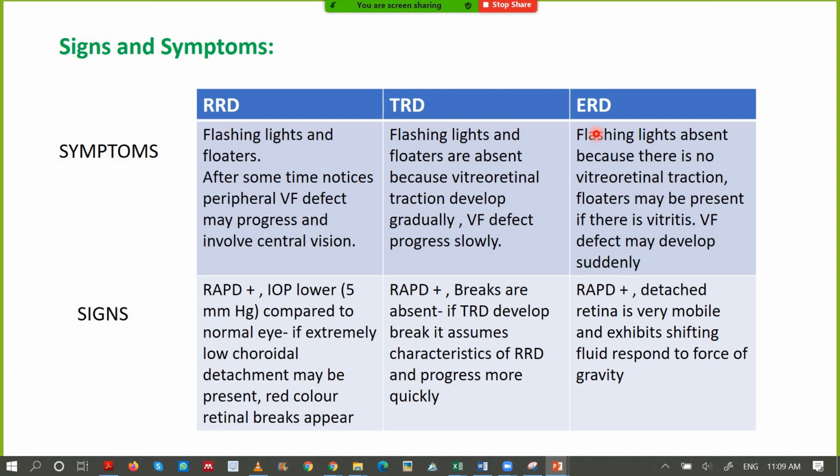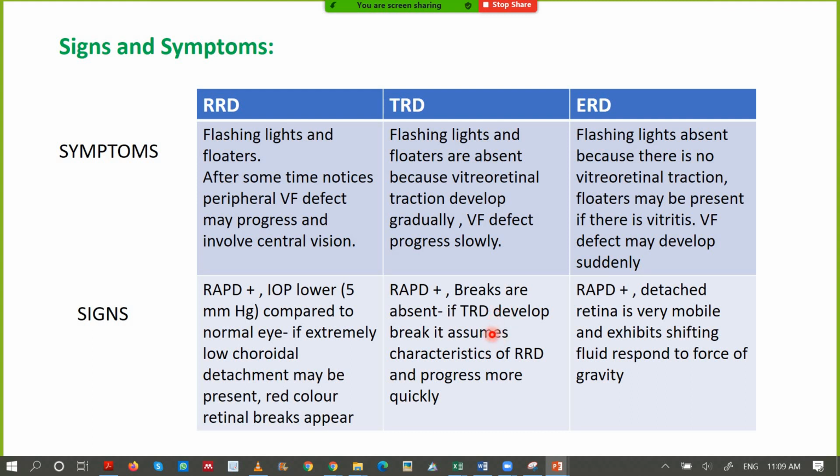Okay, so coming to the signs, we will have a RAPD positive, and the pressure might be lower compared to a normal eye. That is because you have too much space to move, and then there will be a reduction in the retinal blood vessels, and then coming to TRD, there will be a break.